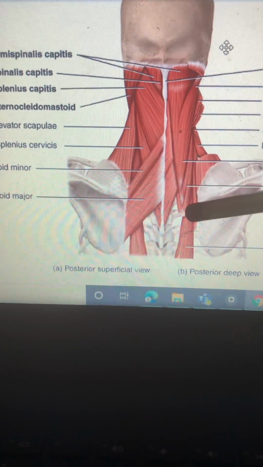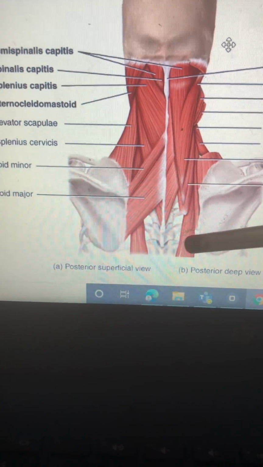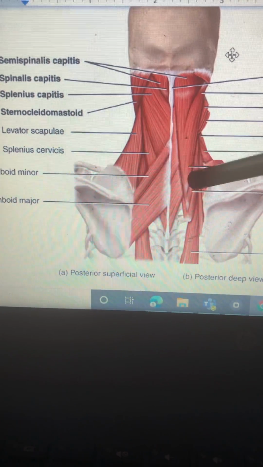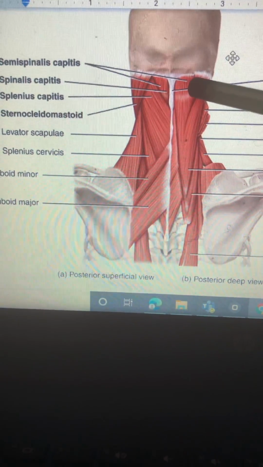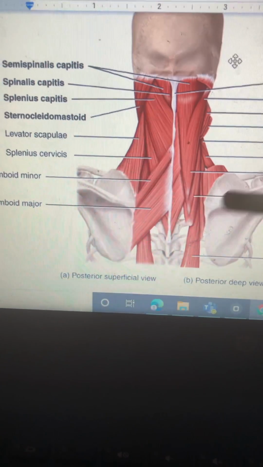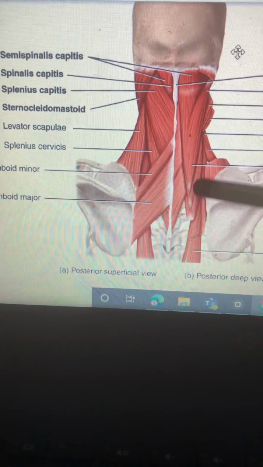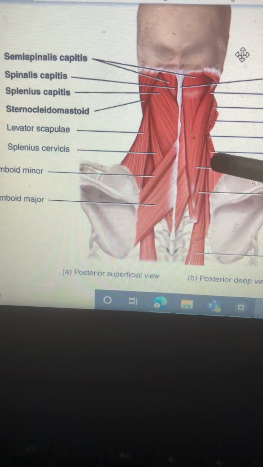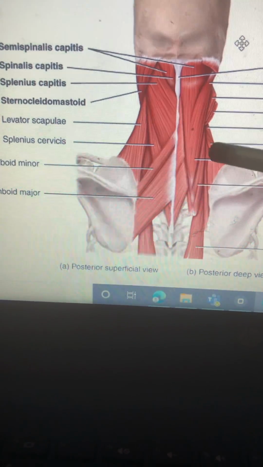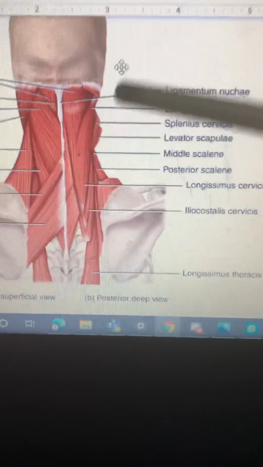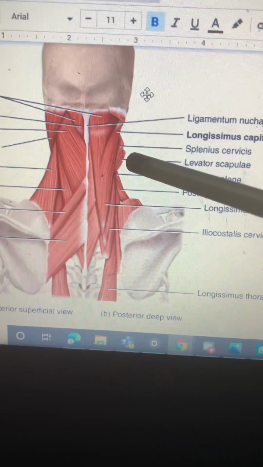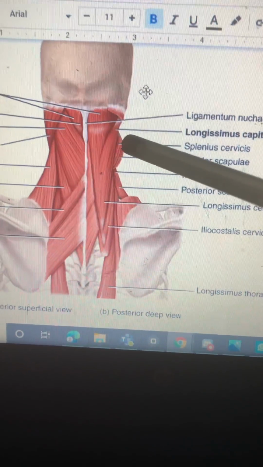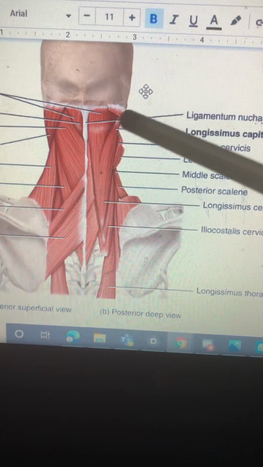longissimus thoracis, longissimus cervicis, and longissimus capitis, iliocostalis cervicis, posterior and middle scalene. We have the levator scapulae and the splenius cervicis on the deep view, and the ligamentum nuchae in the middle.